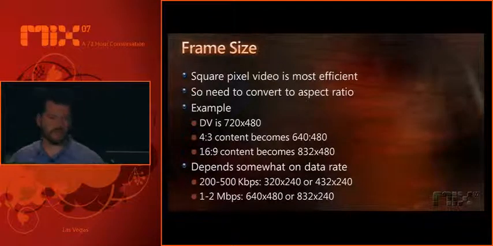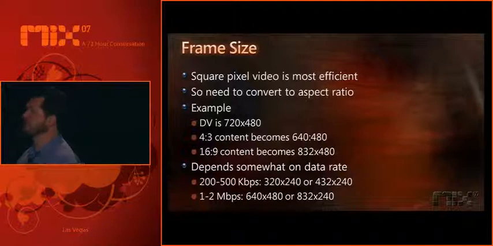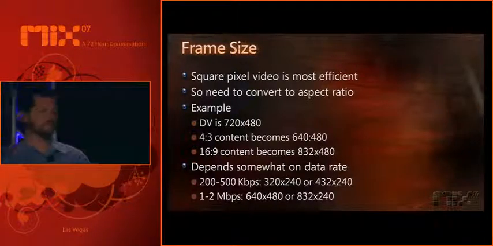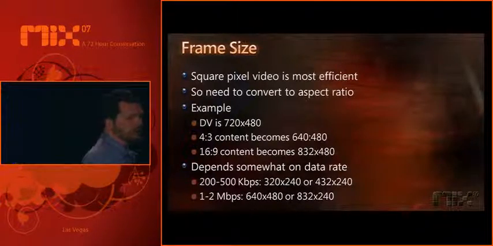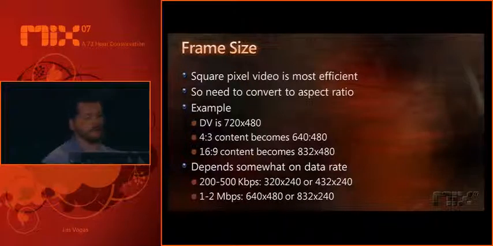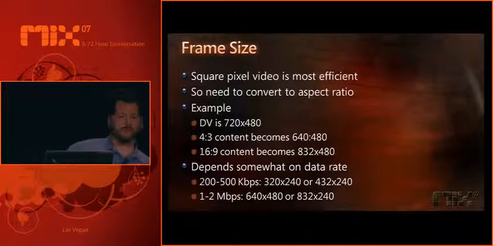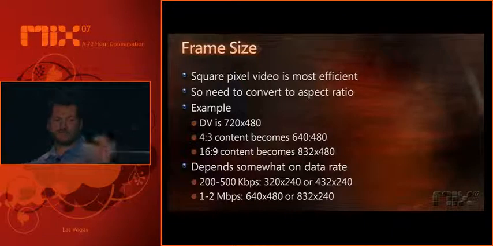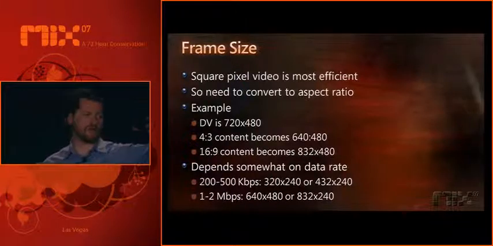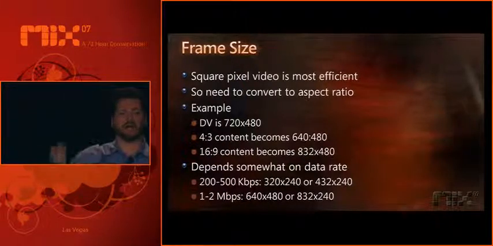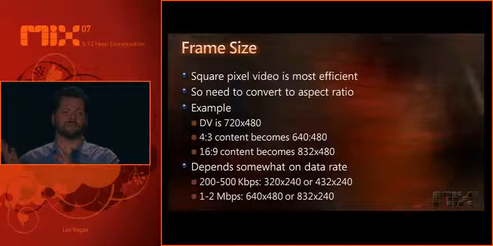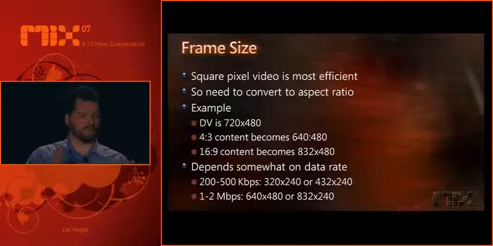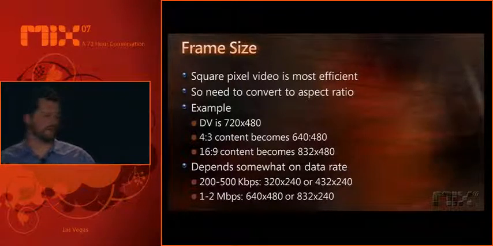Frame size. Square pixel is the most efficient encoding mode, so you want to convert to square pixel in your output. Your source video, typically all the standard def video, is going to be non-square pixel. You may have 720 by 480 video that could be 16:9 ratio or a 4:3 ratio, but it's never going to be 3:2 ratio, which is what 720 by 480 is.